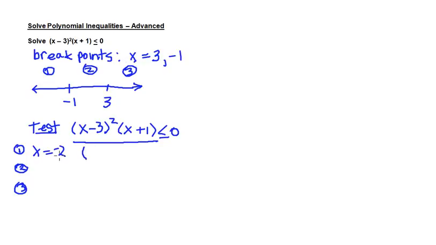So when I plug in the number, negative 2 minus 3 comes out to be a negative number. But then I'm going to square that. From the second factor, x + 1, I have negative 2 plus 1, which is a negative number, and this will not be squared. And now I want to determine, is this less than or equal to 0? When I square this negative number, it becomes positive. Positive times negative is a negative number. And a negative number is less than or equal to 0. That is a true statement.